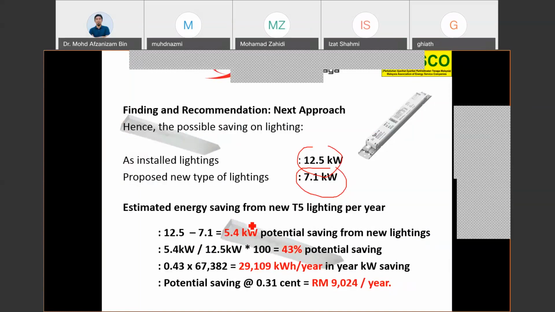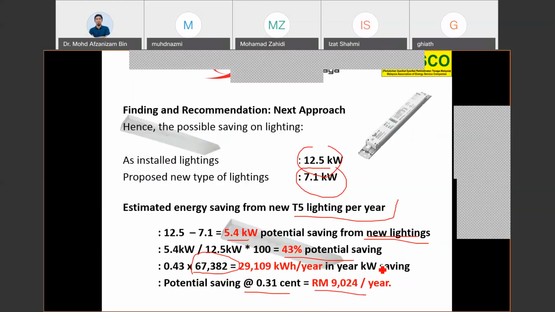Then they try to calculate the saving related to the changes. 12.5 minus 7.1, 5.4 kilowatt potential saving from the new lighting that we propose. 5.4 divided by 12.5 is 43% potential saving. And then 0.37 from the total consumption on a yearly basis based on your historical data. You can get mostly saving on 20,000 kilowatt hour per year, in the form of dollar or ringgit. You can get saving up to 9,000 per year.